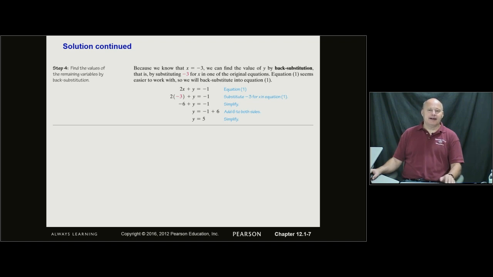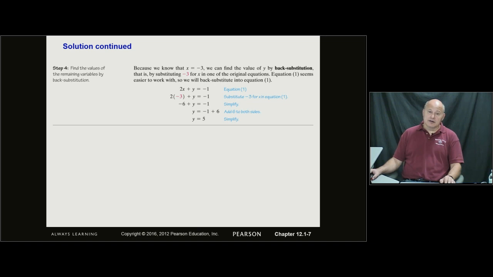You can put it in any of the two equations that you have. They chose 2x plus y equals negative 1 simply because y has that coefficient of 1. So they put the negative 3 back in for the x and then solve for the y. And you get y equals 5.